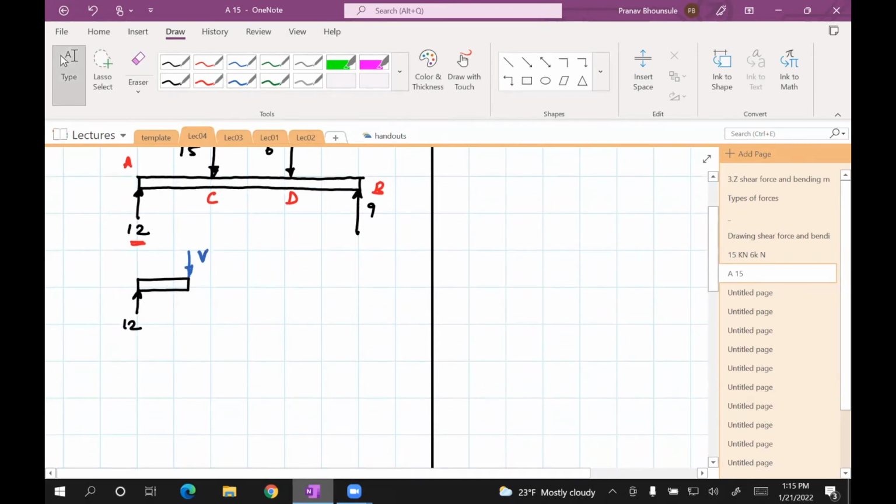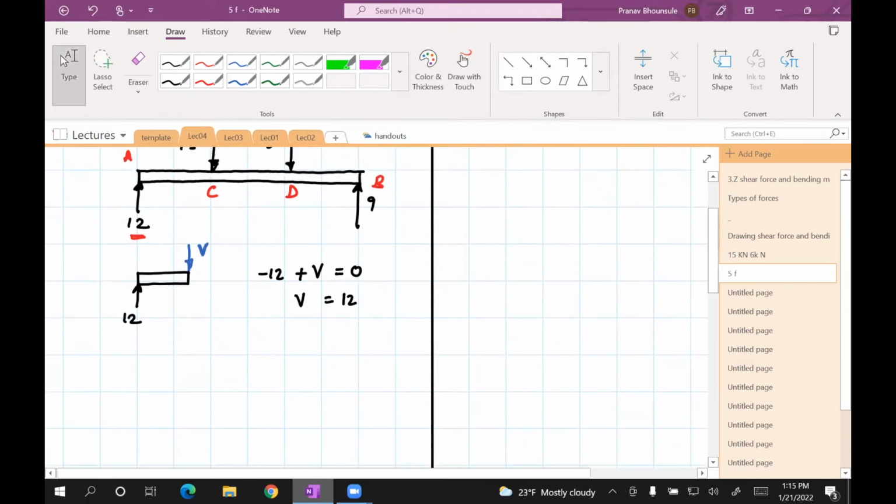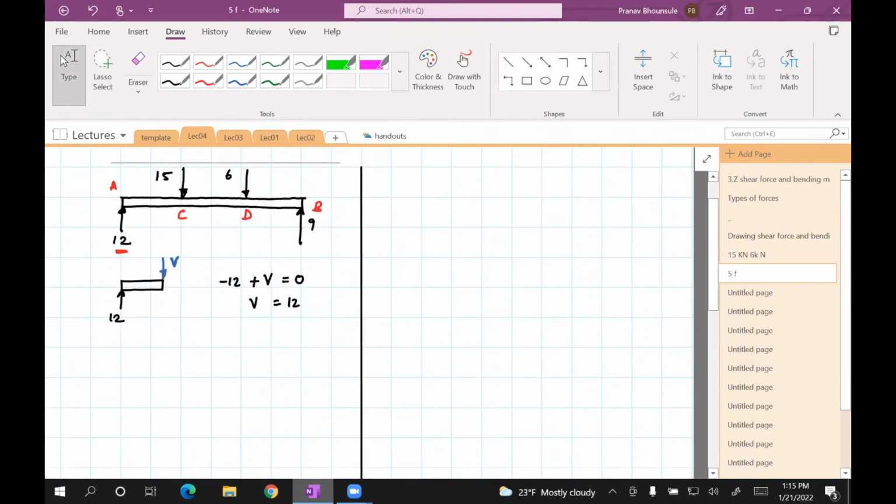So once we have this down, we only need to write the equation of equilibrium. So we have minus 12, and it's minus now because our convention is anything on the left side is positive downwards, but 12 kilonewton is upwards, and so it's negative. And then plus V. And we need to equate that to zero, which gives us that the shear force between A and C, any point between A and C, is actually 12 kilonewtons. Okay, so we'll put all that together in a diagram a little bit later.